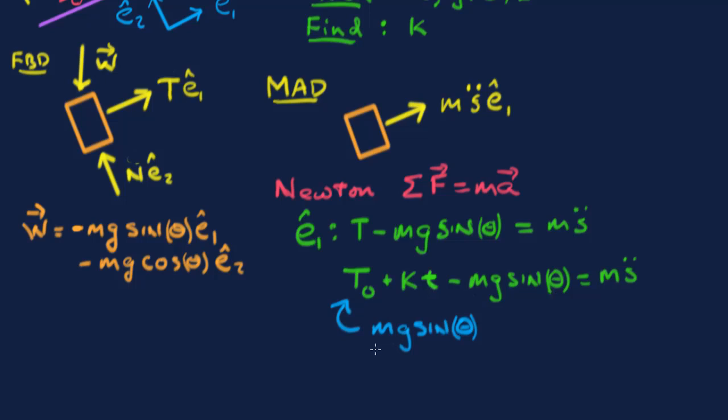So this is rather convenient, right? These two mg sine thetas cancel each other out. So this tells us that m s double dot is equal to kt. Or I can say that the acceleration, s double dot, is equal to, let's say, k over m times t. So now I have an expression for the acceleration, right?